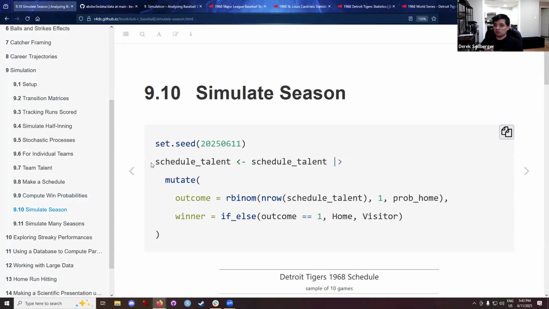All right, so now in the simulations of the season, what you do is simply have your code go through every game. We're going to use the R binom function to metaphorically flip an unfair coin based on the team talent that we had in the previous data frame. And simply say one of the teams is the winner, either the home team or the visiting team.